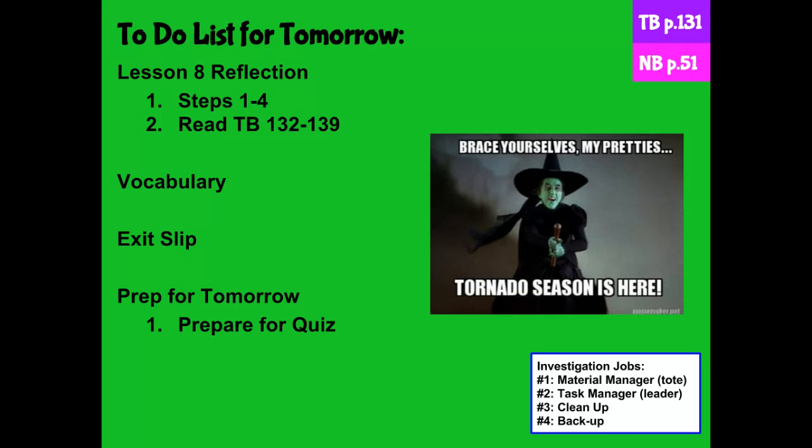So our to-do list today is steps 1 through 4. You're going to be working a little bit by yourself and a little bit in groups. You have a handful of textbook pages to read, 132 to 139. Make sure your vocabulary is done. Remember, we just have one, the word storm surge. There is an exit slip, and prepare for tomorrow's quiz.